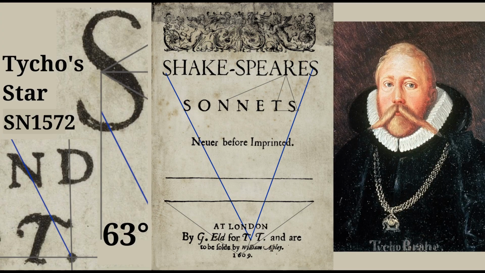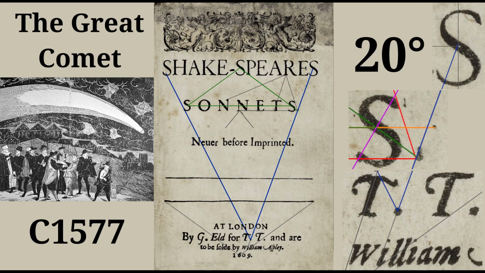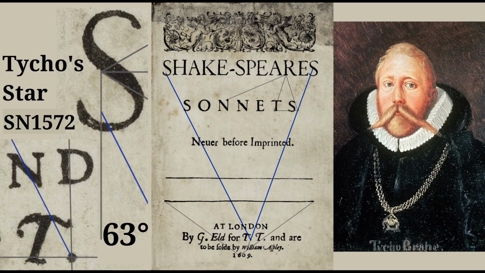The next 2 lines are both drawn from the dot next to the first of the 2 T's, currently the right apex of the medium equilateral triangle. They signify SN 1572, Tycho's star, and C 1577, the great comet of 1577. At 63 degrees to the horizontal and to the left is a line signifying SN 1572. The actual declination of Tycho's star is just over 64 degrees. Brahe himself measured it at just under. Taking just the degree component leaves 63 degrees dead.